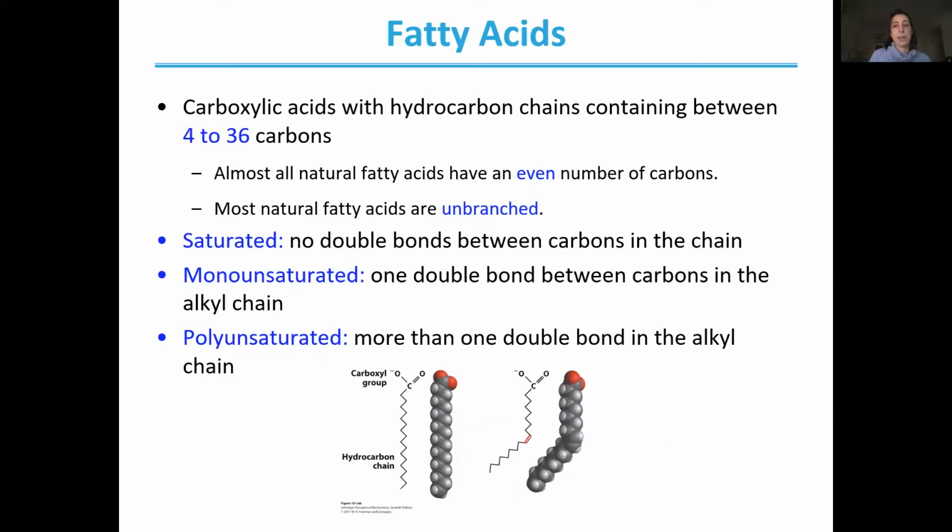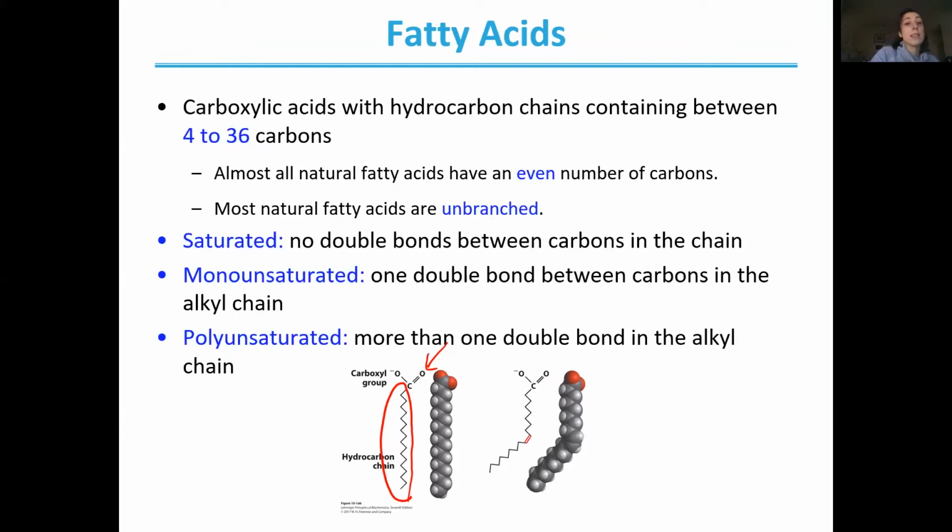First, let's talk about what a fatty acid is. Fatty acids are hydrocarbon chains, so they're just a chain of carbon and hydrogen that have a carboxylic acid. That's it. So, again, here is an example. This is a long chain of carbons and hydrogens with a carboxylic acid functional group at the end. That is a fatty acid. That's the very base definition.